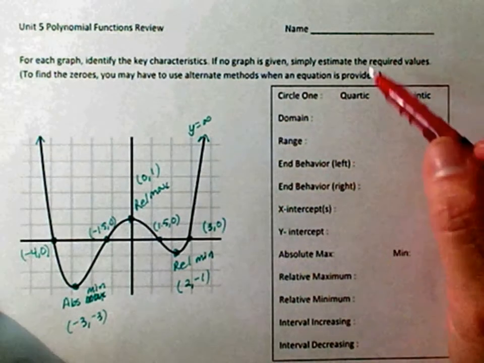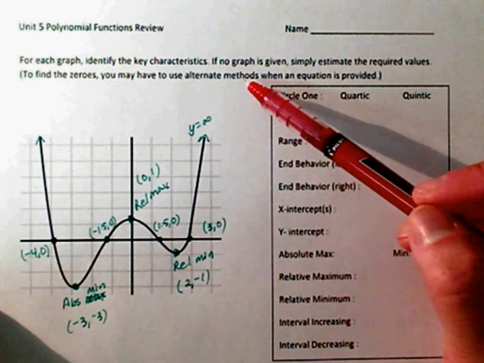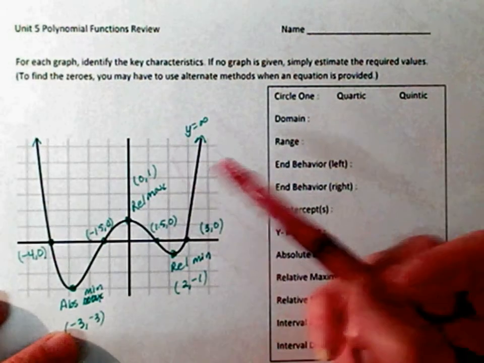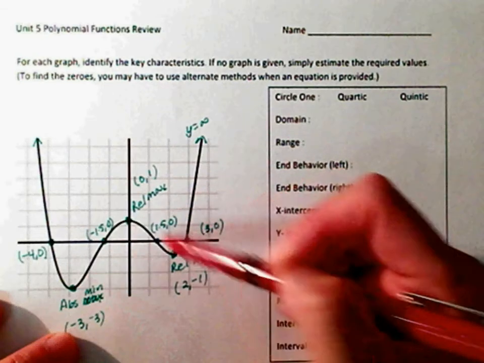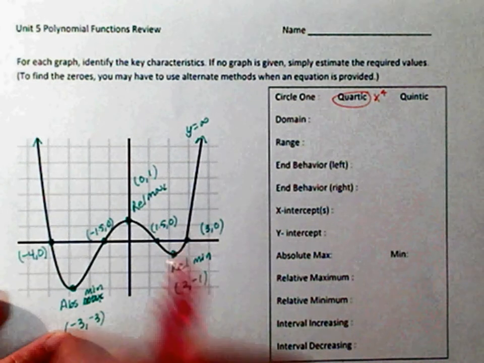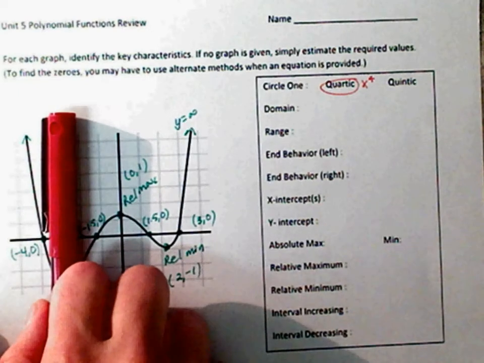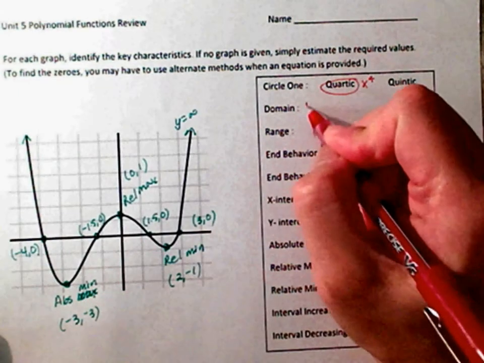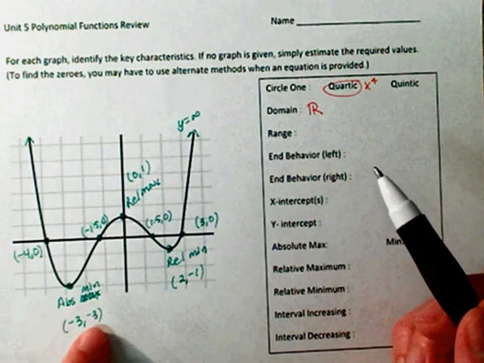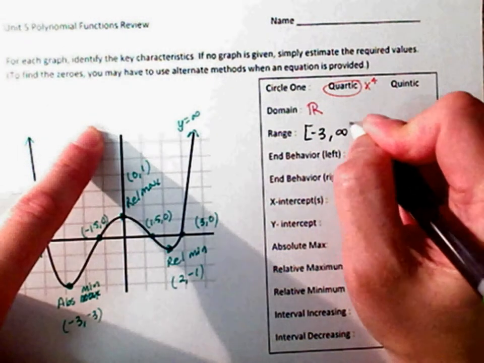Take a look. It says, if no graph is given, estimate the required values. Find the zeros. You may use alternate methods when equation is provided. Notice I don't have an equation for you, so you will not be doing that. All right, take a look. 1, 2, 3, 4. A quartic is x to the 4th, okay? Your domain, far left to far right. Notice it starts way over here at the negative and ends in the positive, so you can actually write all real numbers. Your range, your lowest y value is -3. Your highest y value is heading toward positive infinity.